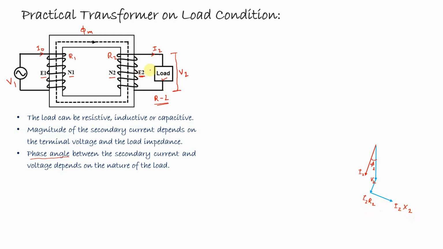Therefore, the voltage relation in the secondary side is, first of all, the EMF will be induced, then different losses will occur, that means the resistive drop and the reactive drop, and then the voltage across the load will be used. So if we add the voltage across the load plus all the losses, then it will be equal to the induced EMF in the secondary side. It is represented by this phasor. So this is the EMF induced in the secondary side.